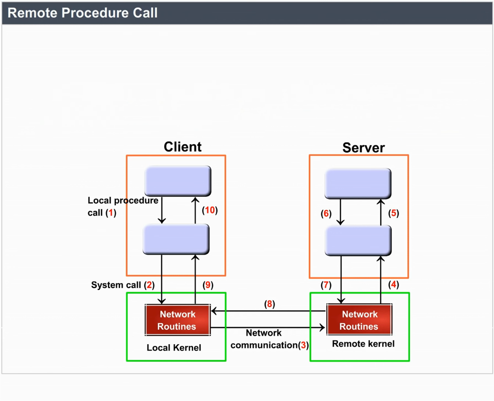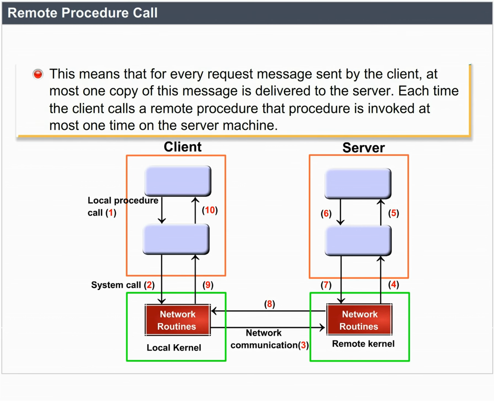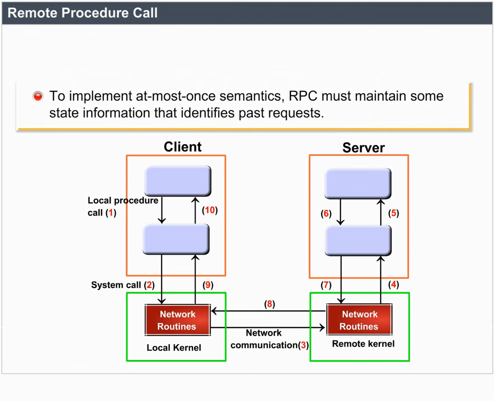RPC reliability may include the property known as at-most-once semantics. This means that for every request message that the client sends, at most one copy of that message is delivered to the server each time the client calls a remote procedure. That procedure is invoked at most one time on the server machine. To implement at-most-once semantics, RPC must maintain some state information that identifies past requests.